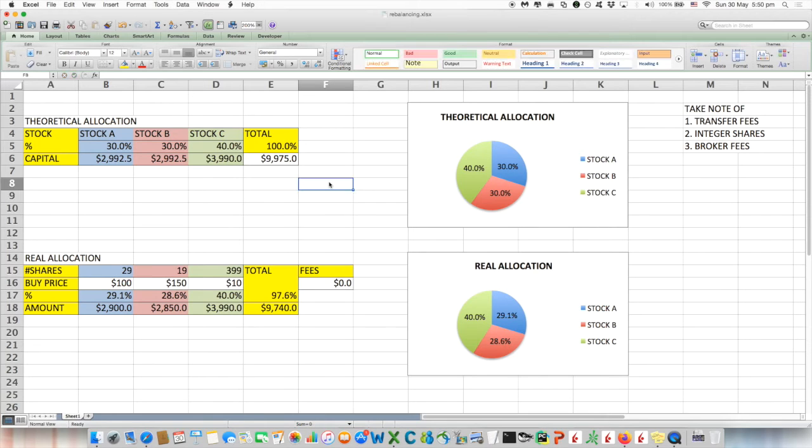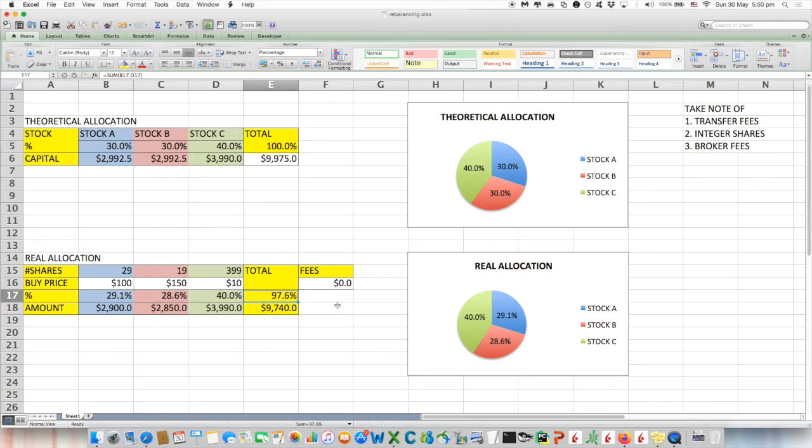So what does it mean? It means that after the fees, your 10,000, let's say, are this number, and because you cannot buy, I mean, some brokers allow you to buy fractions of shares, but in general, if you can only buy integers, then you have to buy less than this. So see here, you should buy 2992.5, you can only buy this. Here you should buy this, you can buy this, right? So you buy less. In reality, what you buy is this number, 9740, instead of 9975. So you are buying 97.6% of your total allocation.